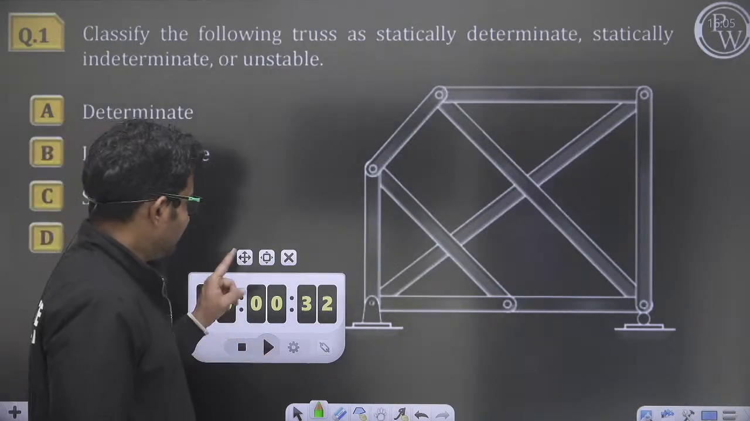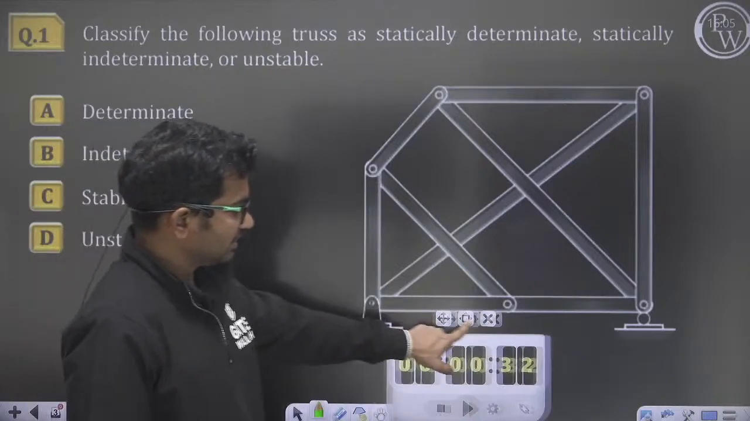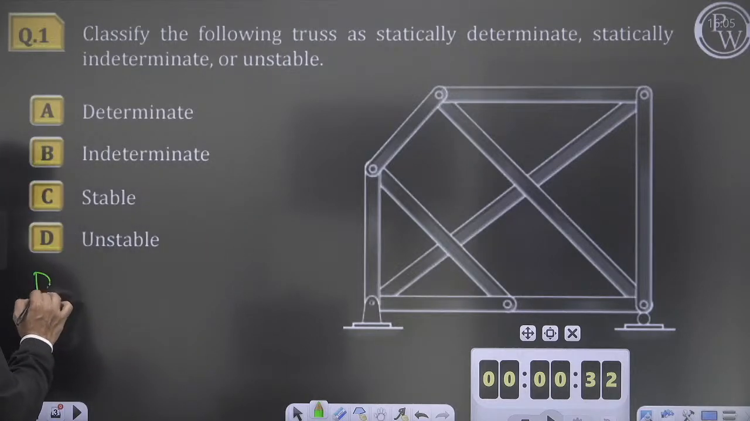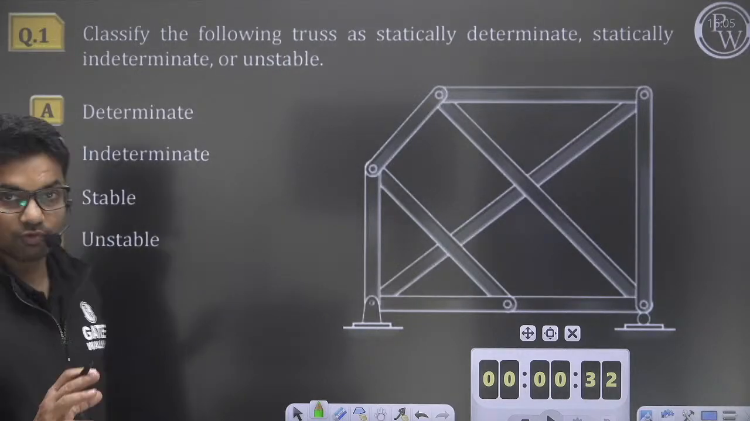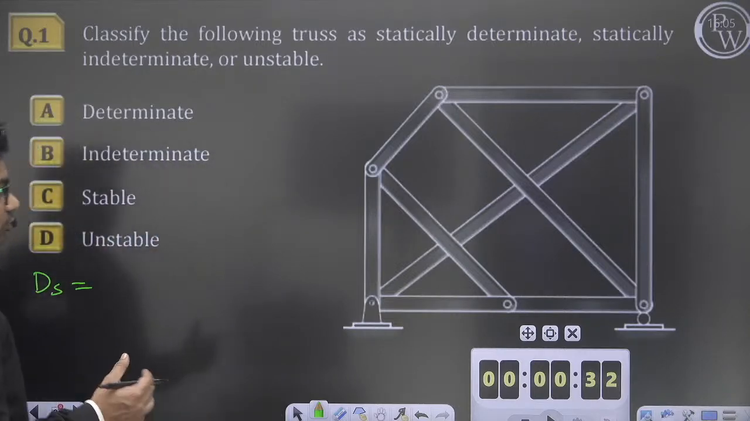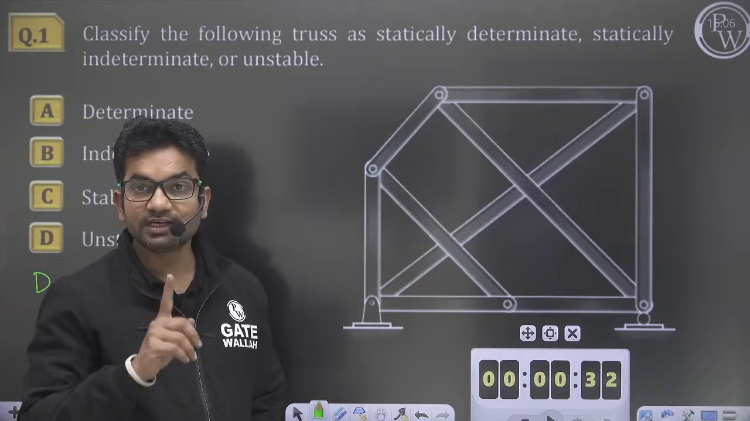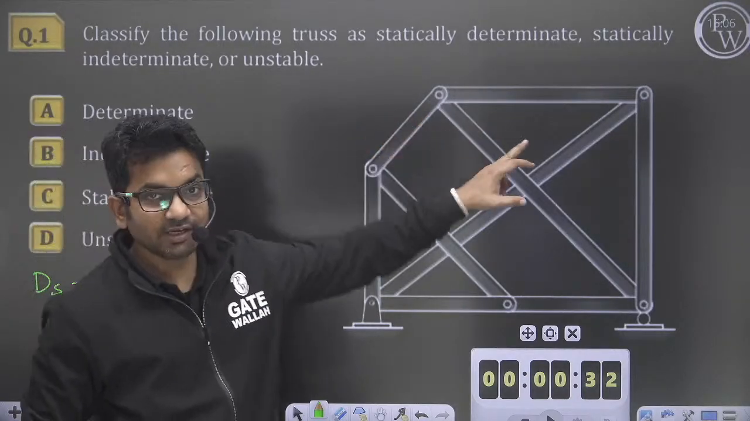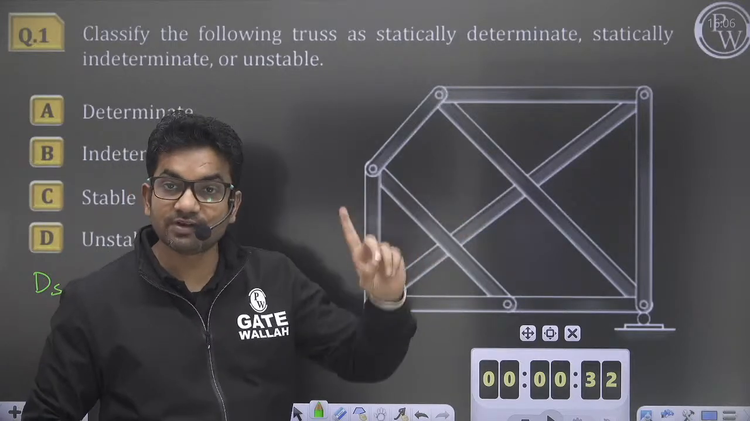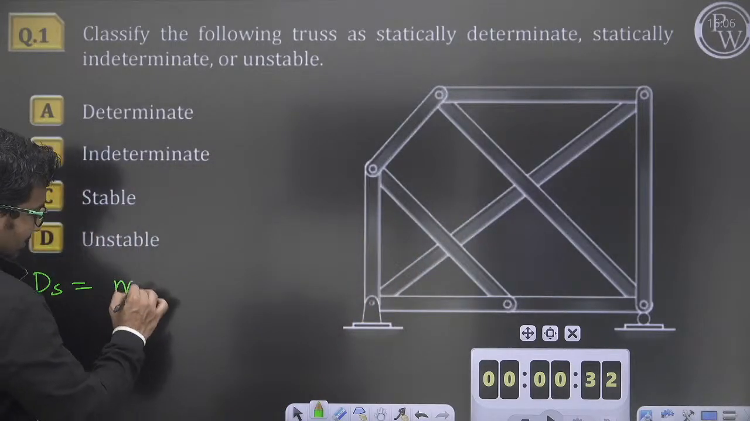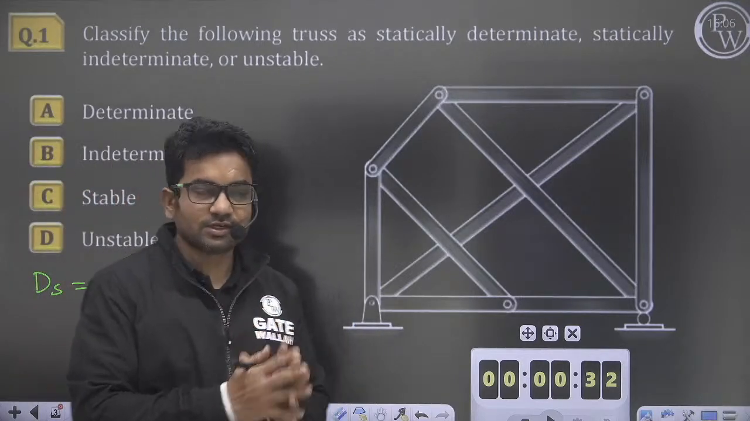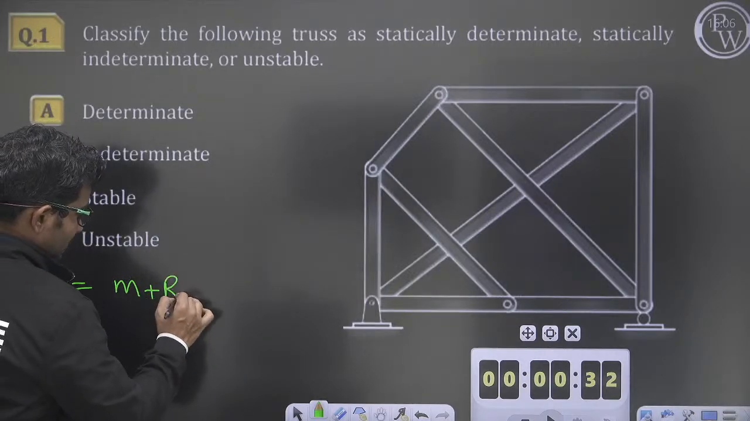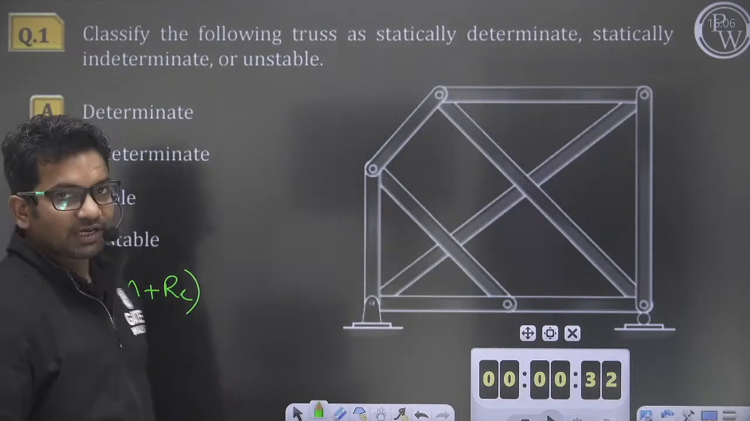Okay, so if we try to find the degree of static indeterminacy, what is the formula for a truss? The degree of static indeterminacy is equal to the number of unknowns minus the number of equations. Each and every member in a truss has one unknown. In each and every member there will be only one unknown. So the number of unknowns from members is m, plus the external support reactions r_e. These are the number of unknowns.